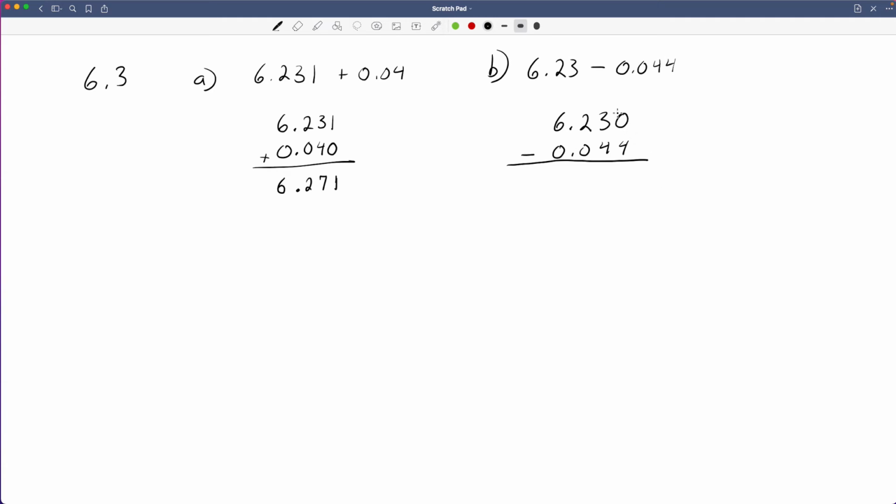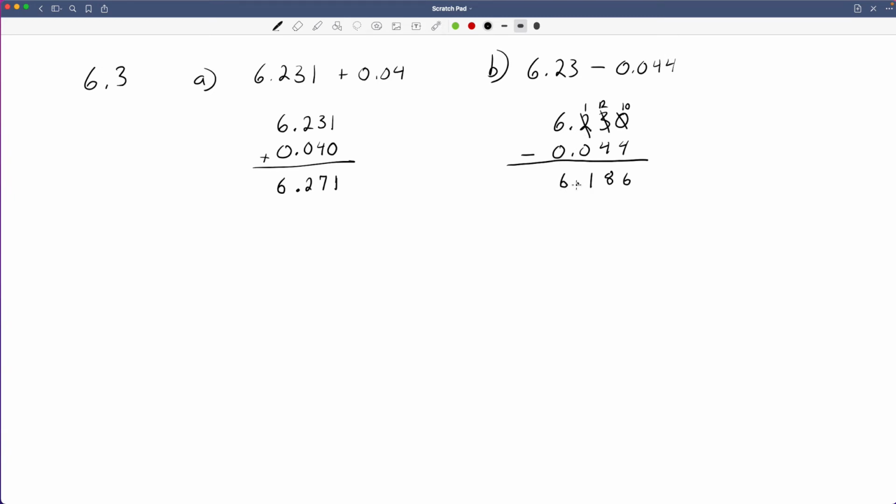So this would become 10 because we're going to borrow from here and make that 2. But we can't take 4 from 2, so we're going to borrow 1 from here and make that 12. So 10 minus 4 is 6. 12 minus 4 is 8. 1 minus 0 is 1. And 6 minus 0 is 6.